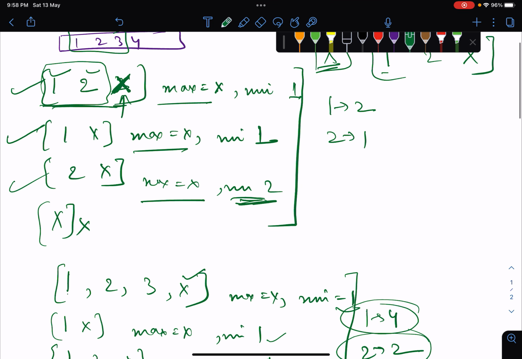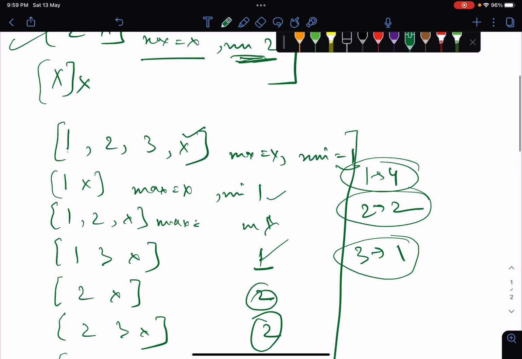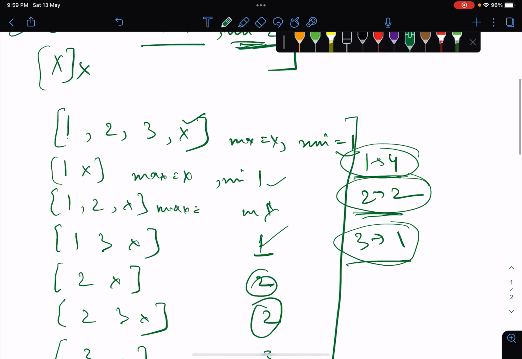What I mean to say is, in the previous step, 1 was acting as min 2 times and 2 was acting as min 1 time. Now as soon as I include one more element, 1 is acting as min 4 times, which is double of the previous step, and 2 is acting as min 2 times, which is again double of the previous step, and 3 is a new element. So obviously I'll be taking this.